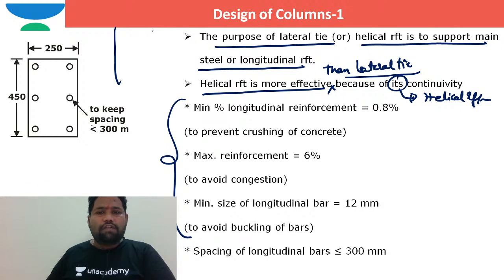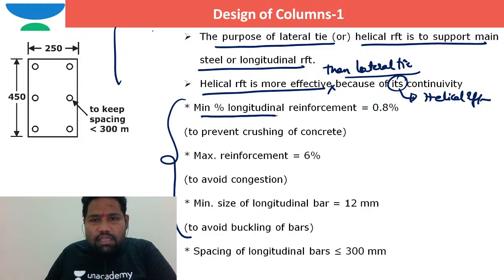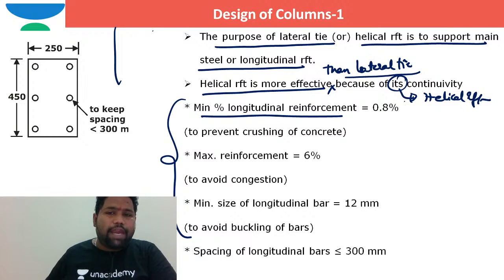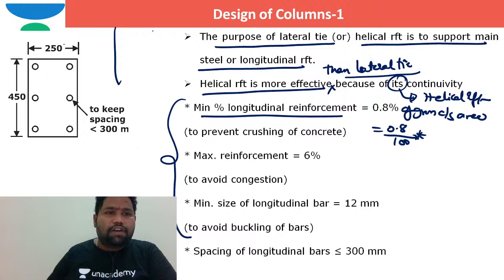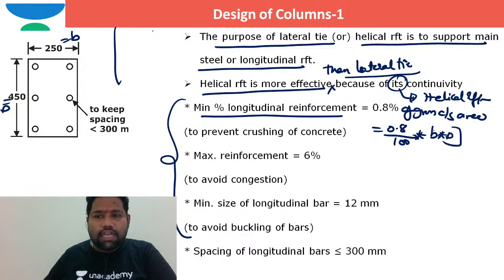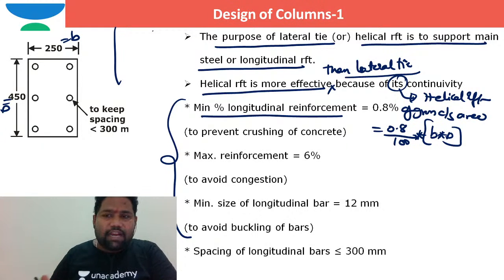What is the minimum percentage of longitudinal reinforcement? The minimum percentage of longitudinal reinforcement is 0.8 percentage of cross sectional area. So I can write 0.8 by 100 times of cross sectional area. If it is B, if it is D, then I can write B into D, this is an example of how we can write. If it is a rectangular section, it is B times D; if it is a circular section, it is the cross sectional area of the RCC column for circular section, like that.